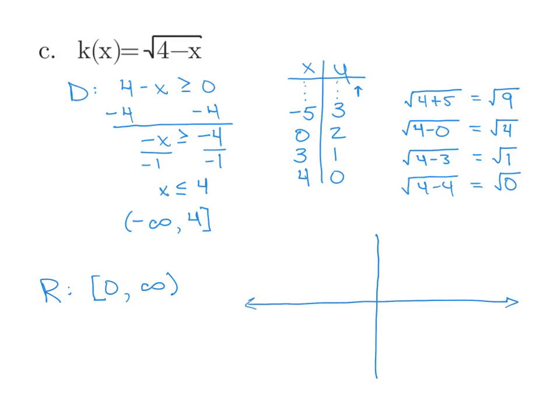So I'm going to start graphing at 4, 0. We have the point 3, 1, and we have the point 0, 2. So this one has the same basic shape, but notice that it is going to the left this time.